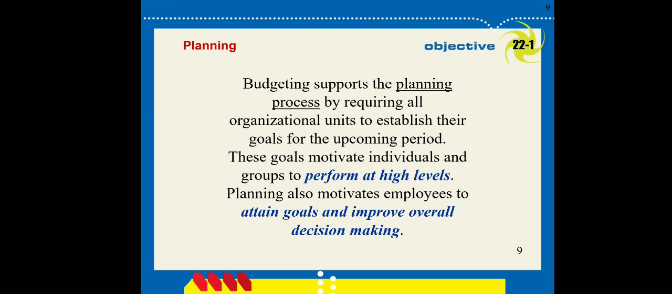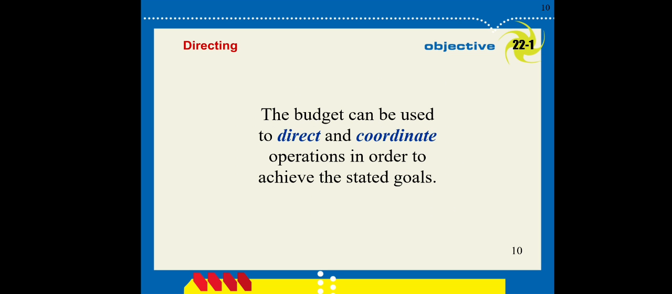Budgeting supports the planning process by requiring all organizational units to establish their goals for the upcoming period. These goals motivate individuals and groups to perform at high levels. Planning also motivates employees to attain goals and improve overall decision making. So this one explains how budget is useful in directing and motivating activities. See here, the budget can be used to direct and coordinate operations in order to achieve the stated goal.